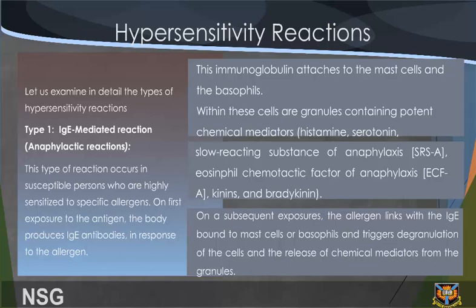Within these cells are granules containing potent chemical mediators: histamine, serotonin, slow-reacting substance of anaphylaxis (SRSA), eosinophil chemotactic factor of anaphylaxis (ECFA), kinase, and bradykinin. On subsequent exposures, the allergen links with the IgE bound to mast cells or basophils and triggers the degranulation of the cells and the release of chemical mediators from the granules.